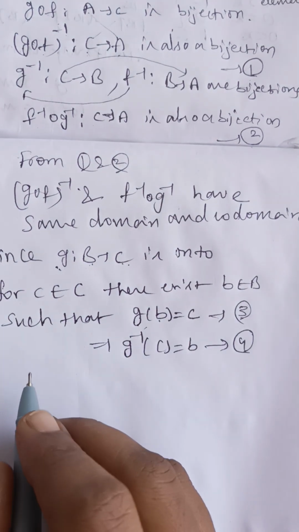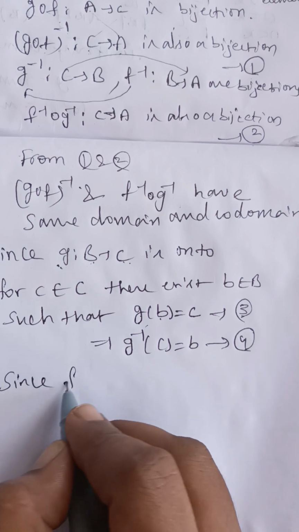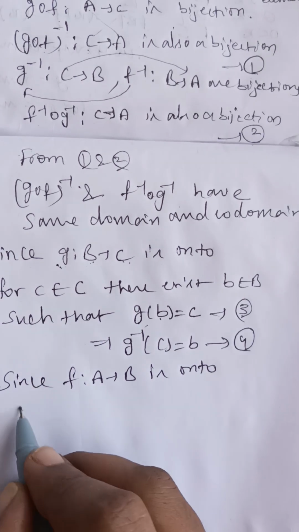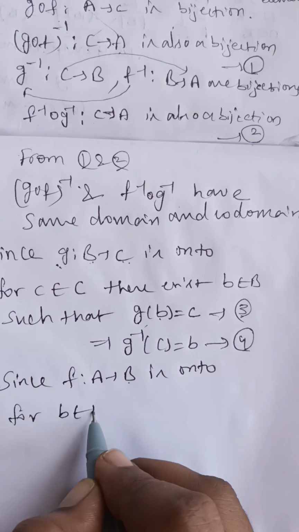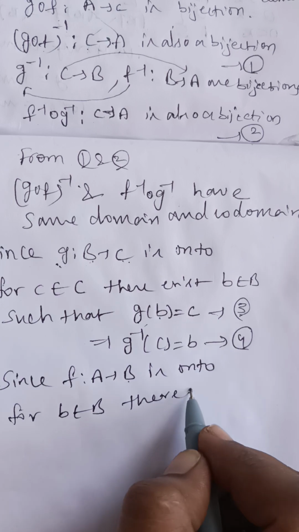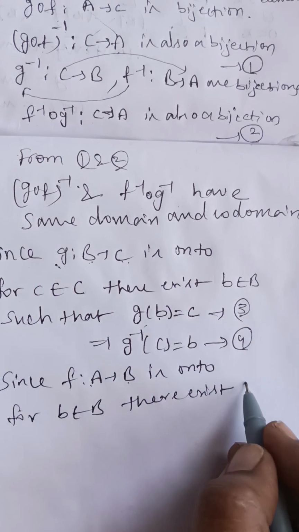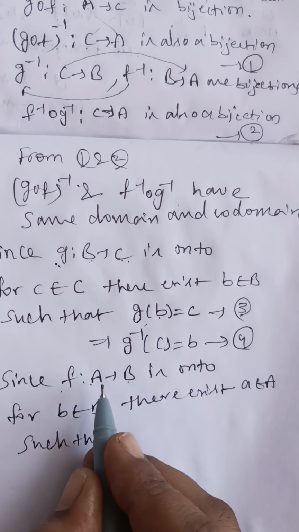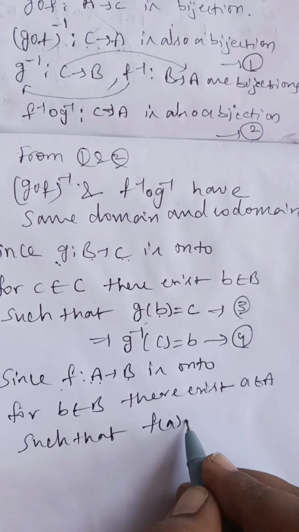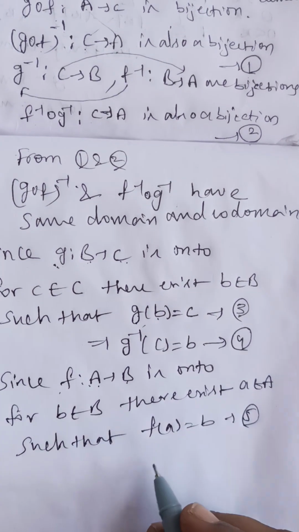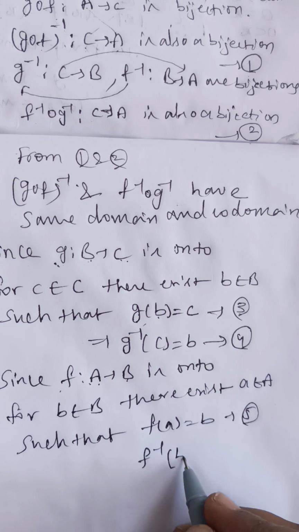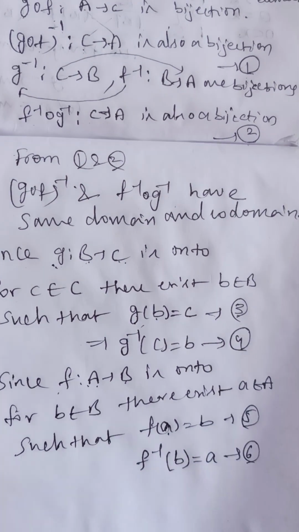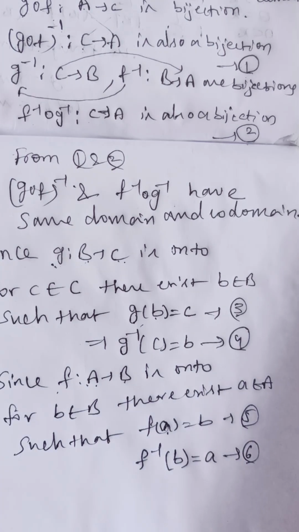Okay, F is also onto. Since F maps A to B is onto, take an element small b belongs to capital B, there exists small a belongs to capital A such that F of a equals b. Let it be the fifth equation, and write the inverse part: F inverse of b equals a. This is the sixth equation. So the second part is also completed.